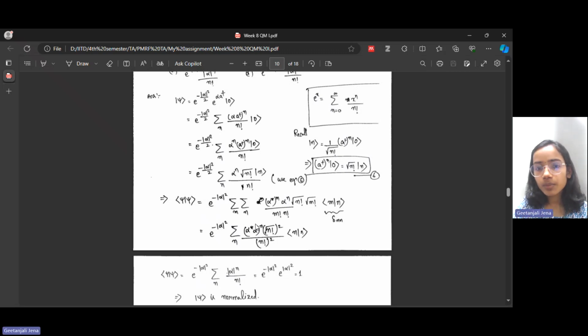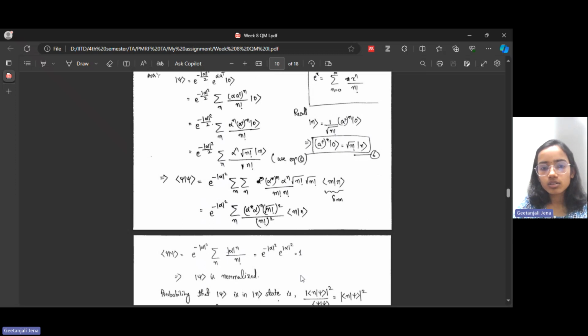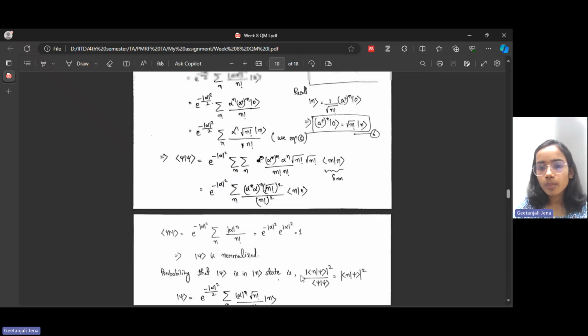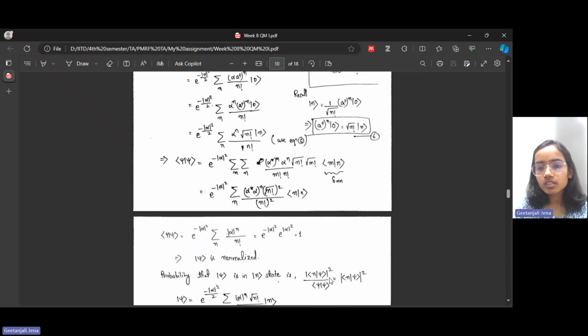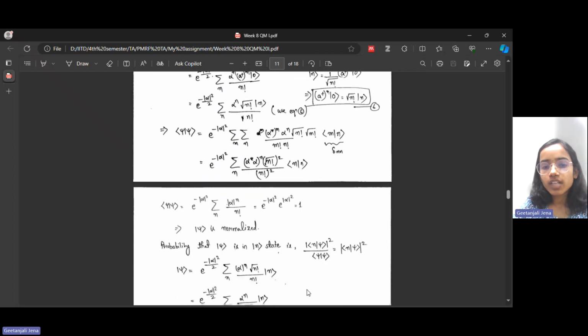Alpha star alpha will be alpha square, right? So this is not alpha, this is alpha square. So you see that psi is normalized. Now you checked psi is normalized. So to find out the probability, you have to take the inner product of n with psi, to the power whole square. So psi is given.